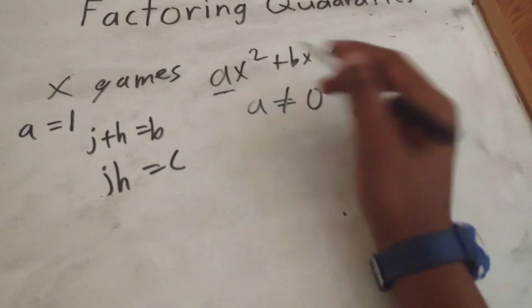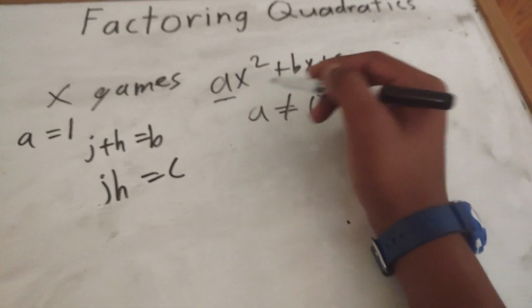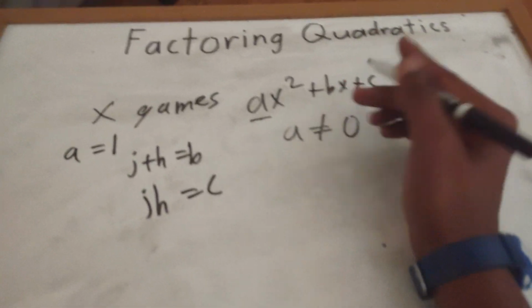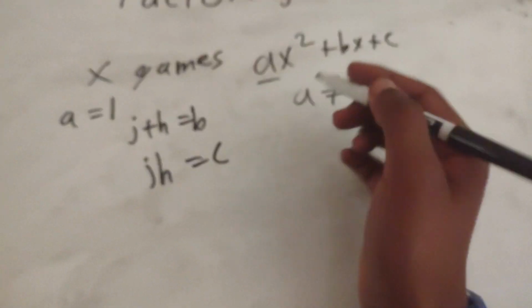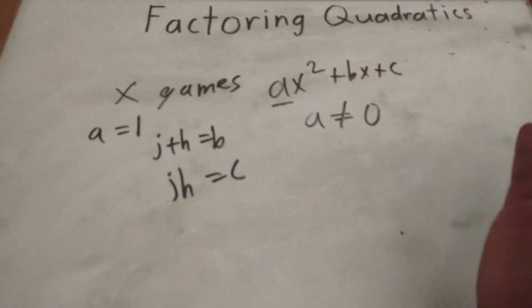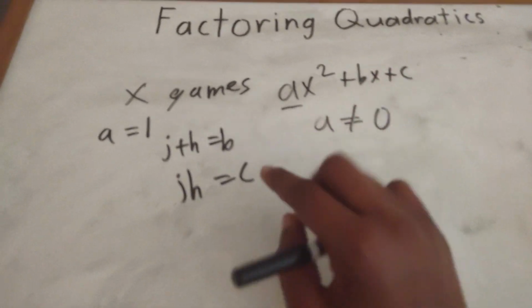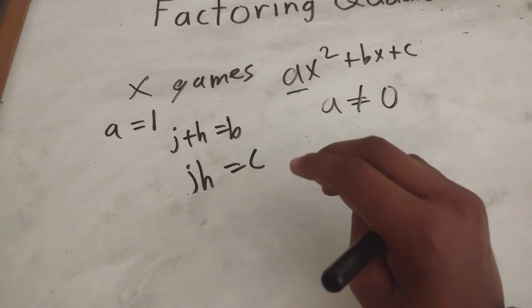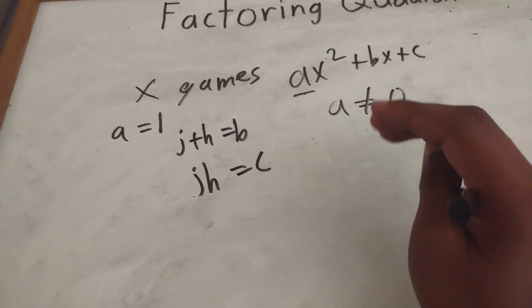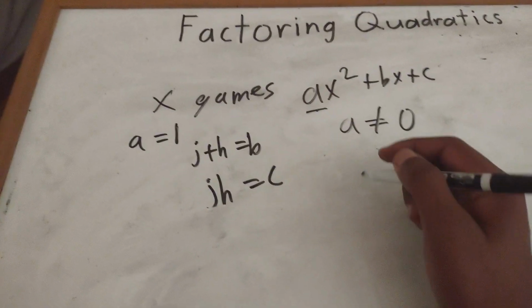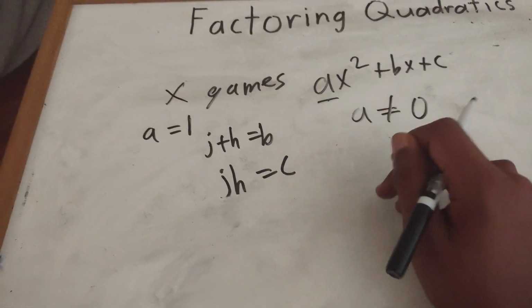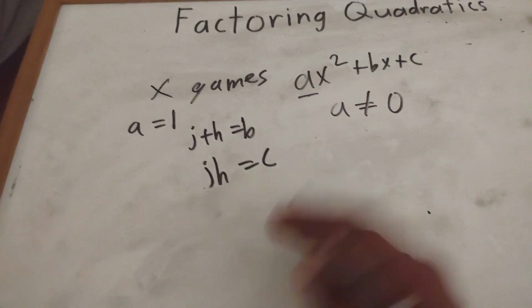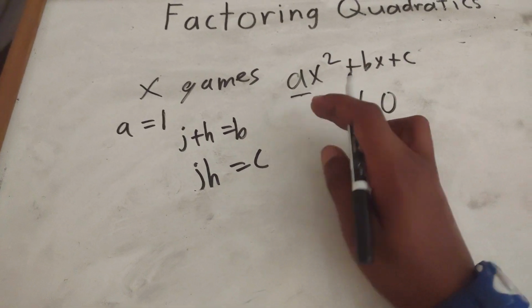So, a quadratic is in the form of ax squared plus bx plus c, where a can't equal 0, otherwise it will just be a linear equation. There are multiple methods of factoring a quadratic, but one of the methods I like is the X Games method, although it doesn't work for irrational or fractional values. It's good for something simpler, which I'll show later in an example.